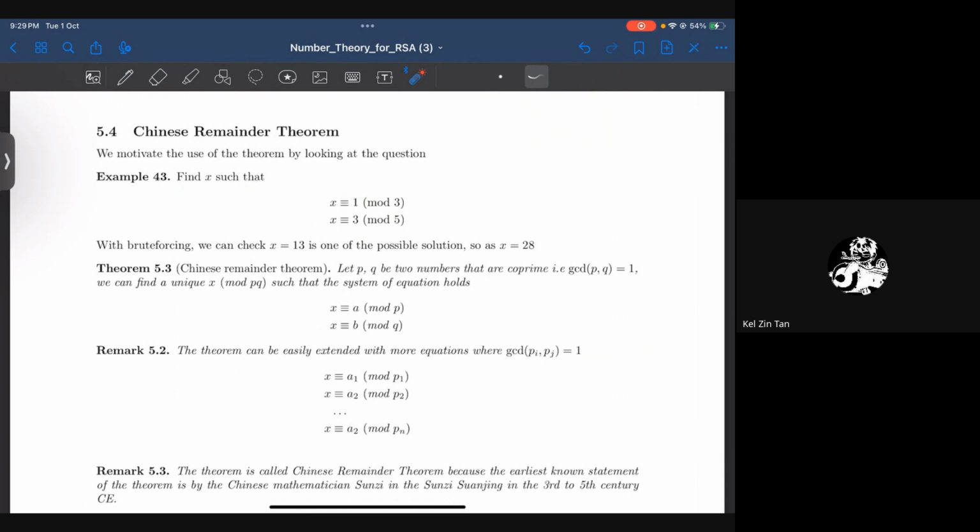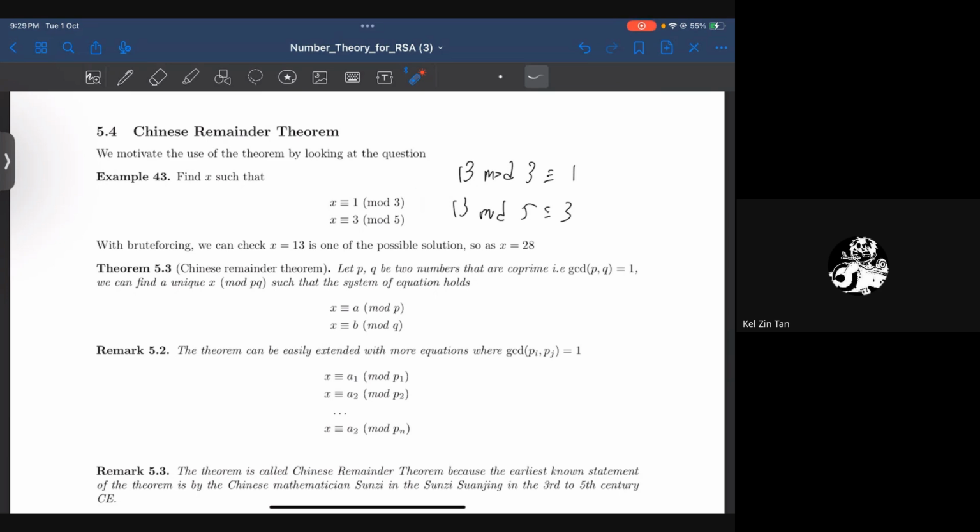So if we have two constraints, how do we do it? One way is that we can brute force, and if we brute force, then we can check that 13 is a solution, because 13 modulo 3 equals 1, and 13 modulo 5 equals 3. So x can be 13. If we put x as 13, then it is one of the possible solutions. And you can also check that 28 is also one of the solutions. So the Chinese remainder theorem basically tells us a way to solve this kind of question.